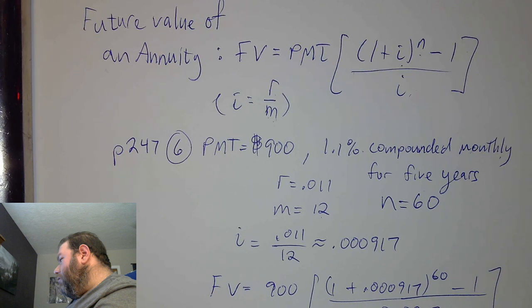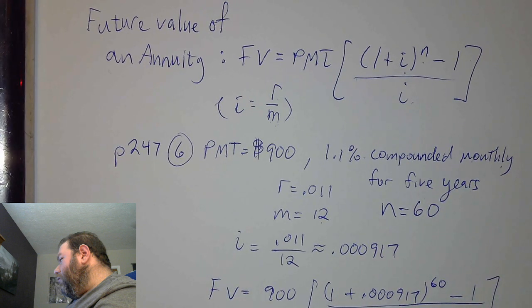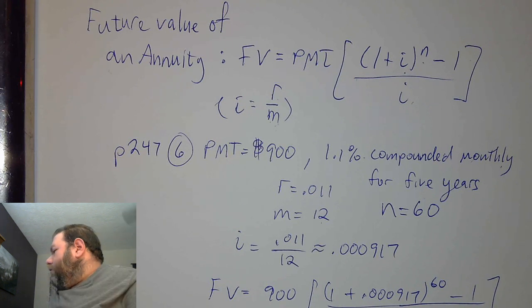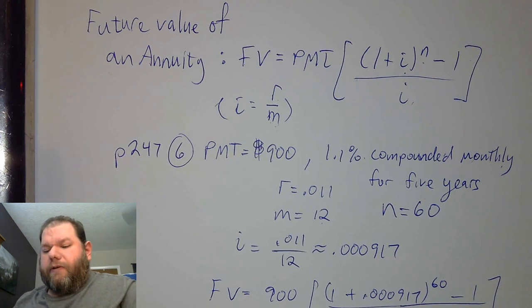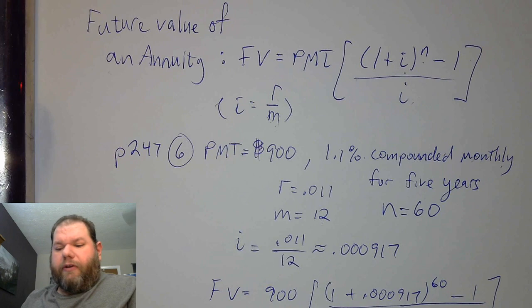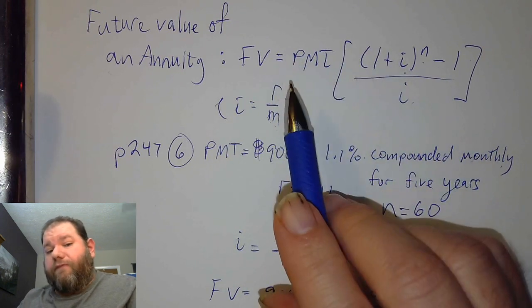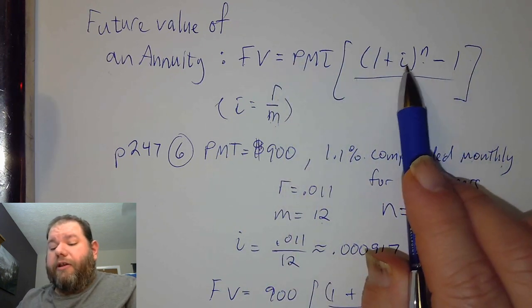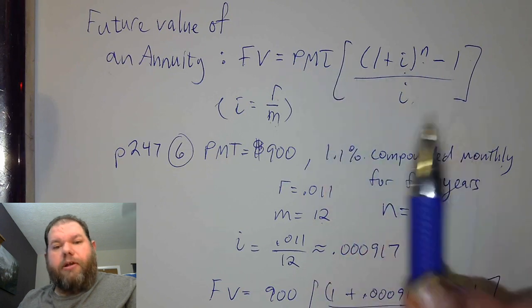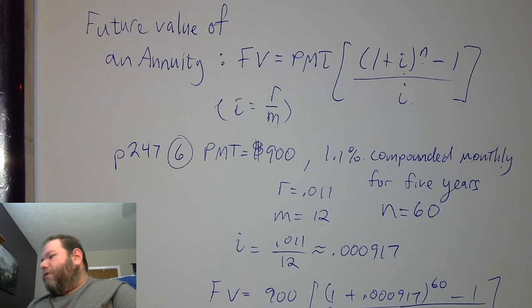Anyway, sorry about that. So while he's typing that, with the future value, the main thing, and actually the main thing with all these things, is once we establish which formula we're using, we correctly identify the numbers that we have to plug into each location.